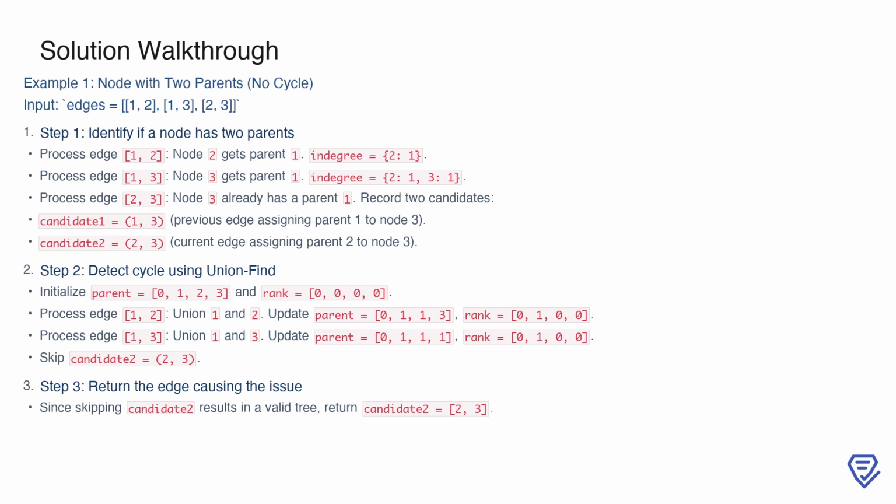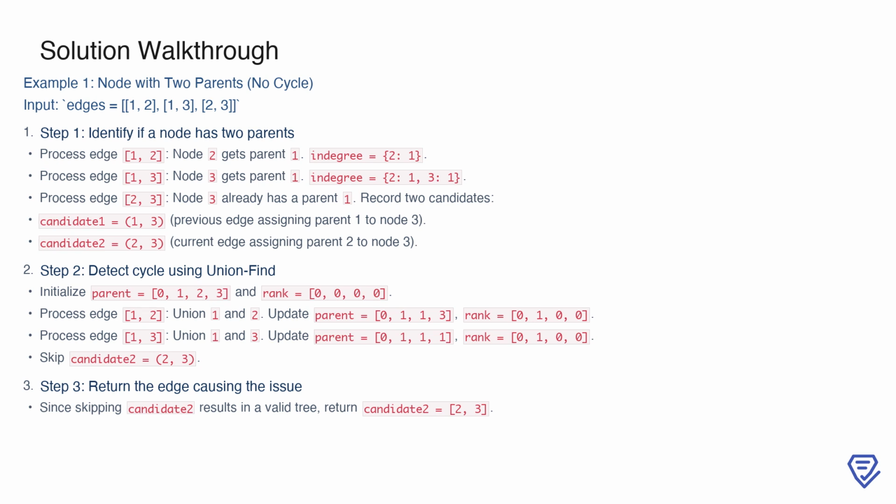We record the two conflicting edges. Candidate1 is [1,3], which was the first edge assigning parent 1 to node 3, and candidate2 is [2,3], the current edge attempting to assign parent 2 to node 3. With these candidates identified, we move on to checking for cycles using the union find data structure. We initialize the parent array as [0,1,2,3], where each node is its own parent initially, and the rank array as [0,0,0,0].